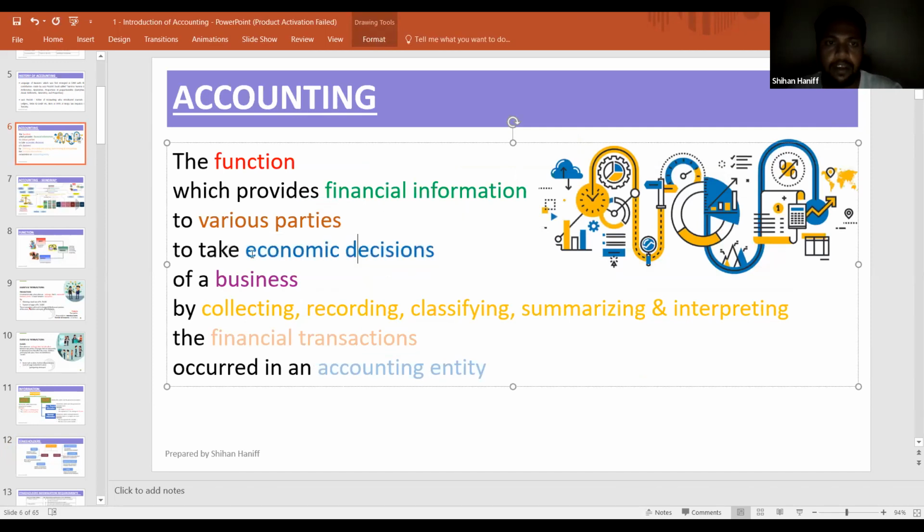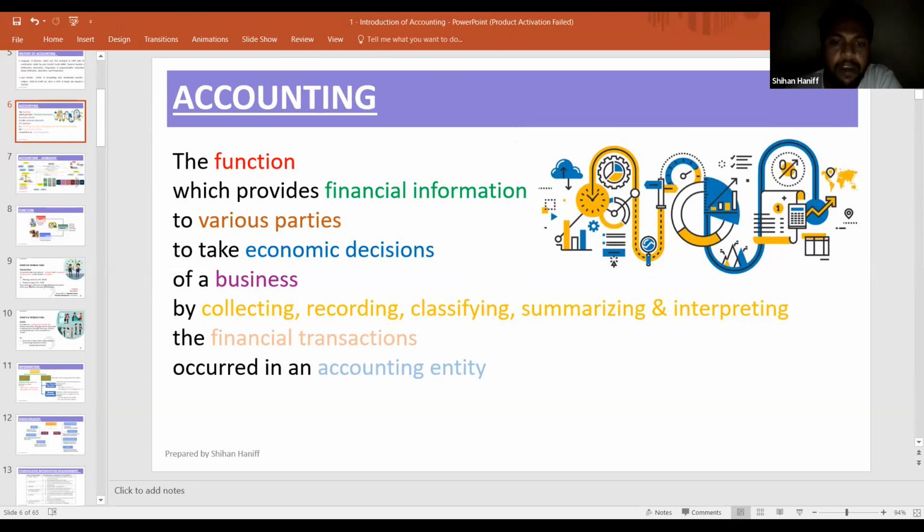Now let's learn what is meant by economy. Not general decisions. Here, specifically, they have mentioned economic decisions. So what do you learn in economics? Can someone tell me what you learn in economics? Economics starts with what? What is the main point in economics? Yeah, scarcity. Okay.